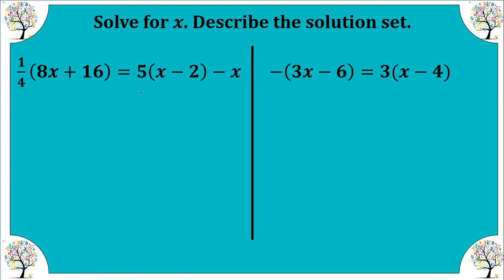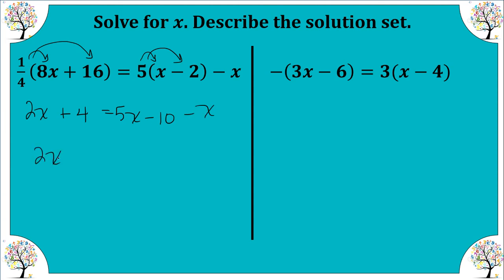Okay, let's do a couple more. We are going to distribute the unit fraction of 1/4, so that really means we're dividing by 4. So we're going to get 2x plus 4. 1/4 of 8x is 2x, 1/4 of 16 is 4. Equals, we're going to distribute the 5, and we're going to get 5x minus 10, and then minus x.